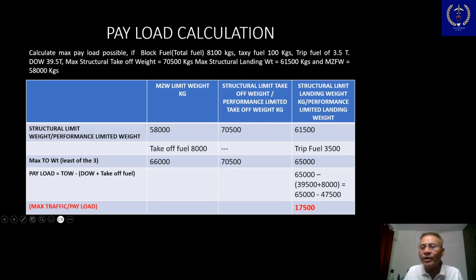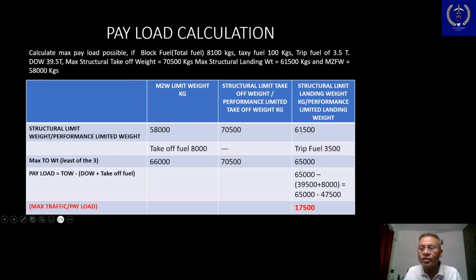In the last column, what we have is the weight which is limited by the landing weight, which can be either the structural limit landing weight or the performance limited landing weight. So we have the structural limited landing weight as 61,500 kgs. Okay, in that, if we add the trip fuel, we will get the takeoff fuel.